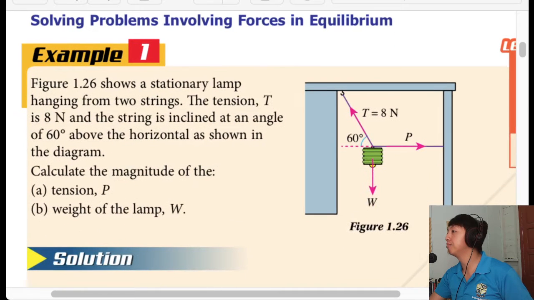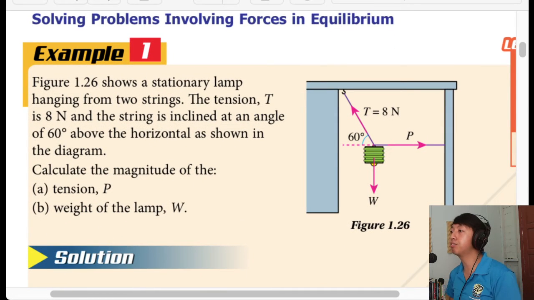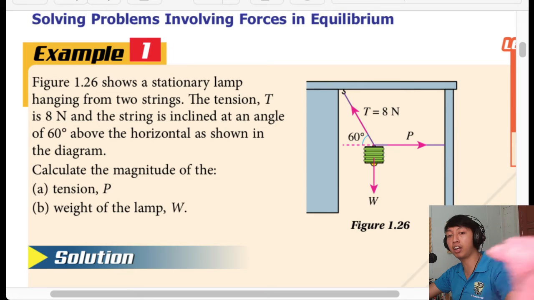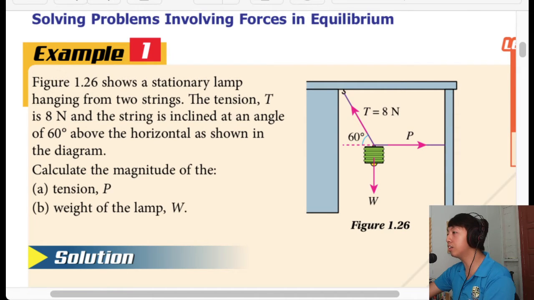So let's read the question first. Figure 1.26 shows a stationary lamp hanging from two strings. The tension T is 8 N and the string is inclined at an angle of 60 degrees above the horizontal as shown in the diagram. The questions are: calculate the magnitude of tension P and the weight of the lamp. So basically we are asked to find the value of P and the value of W.